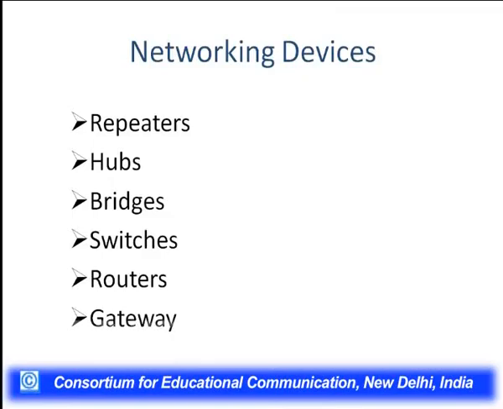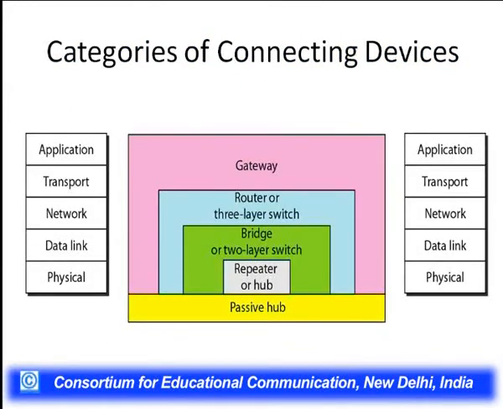The first device is the repeater, then we will be talking about the bridge, the switch, then the routers and the gateways. Each of these devices works at a different layer in the OSI model. Now this slide shows basically where each of these devices works.